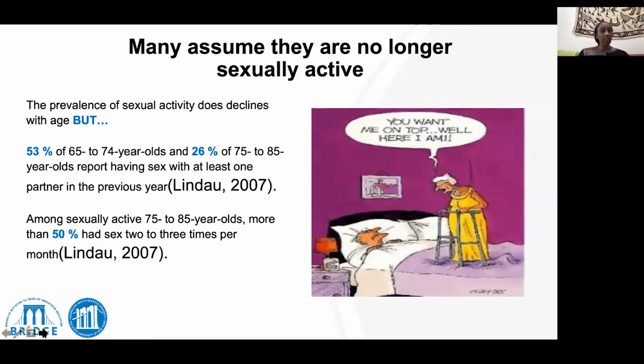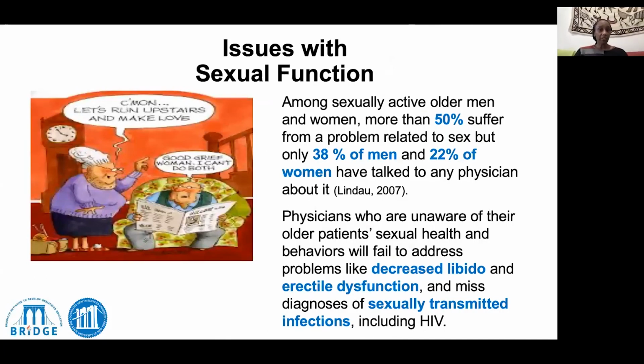Among those who are sexually active in their 70s and 80s, more than 50% had sex 2 or 3 times a month. So for the people who maintain sexuality, they're actually able to maintain frequency. Obviously, there are some issues with sexual function.